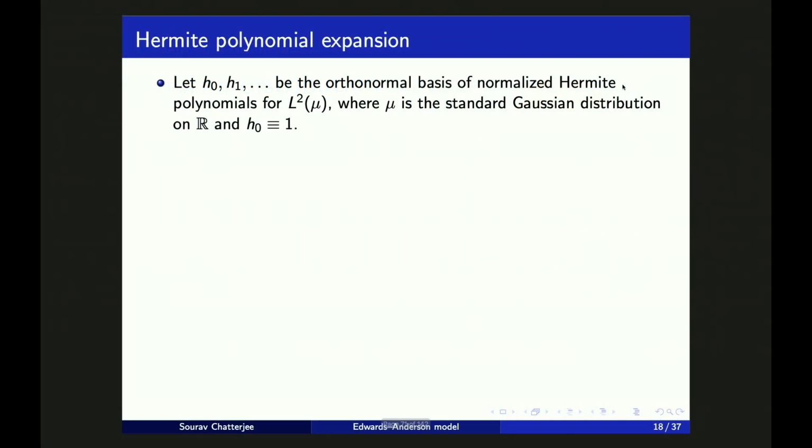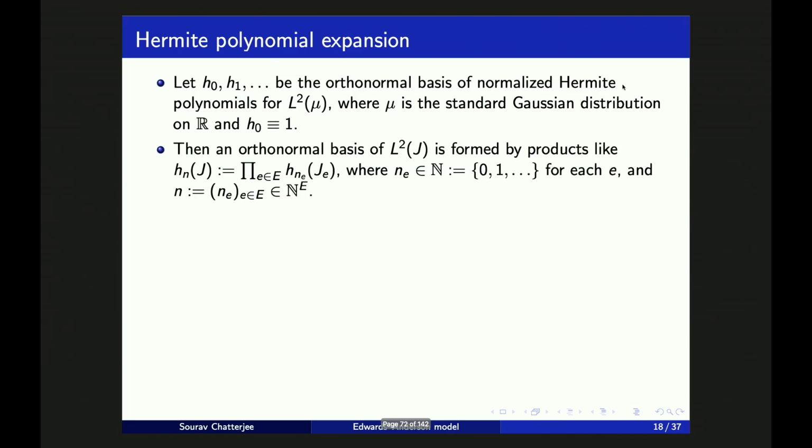Okay, so how do you prove that? First, let me tell you a little bit about this Hermite polynomial expansion. Let H0, H1, etc. be the orthonormal basis of normalized Hermite polynomials for L2 of the standard Gaussian measure on R, where H0 is identically 1, H1 is x, H2 is x squared minus 1 over root 2, and so on. So this is basically you take 1, x, x squared, x cubed, and so on, and then you do Gram-Schmidt orthogonalization to get this Hermite polynomial basis.